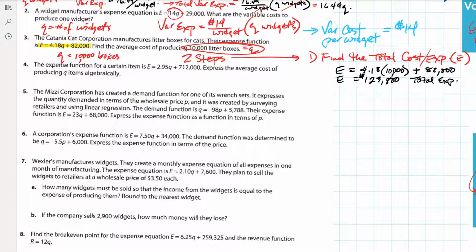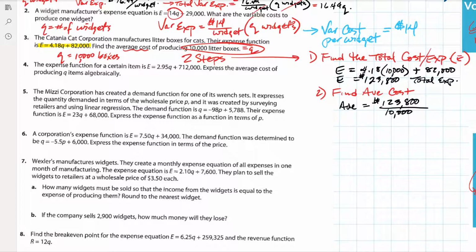All right, now step two, what we've got to do is find the average. It says find the average cost, right there in the problem. You have to take the total cost and divide it by the number of units produced. So the average cost here, let's call it AVE for average, we're going to take 123,800 and divide that by the number of units produced, which happens to be 10,000 boxes. And that shouldn't be too bad.